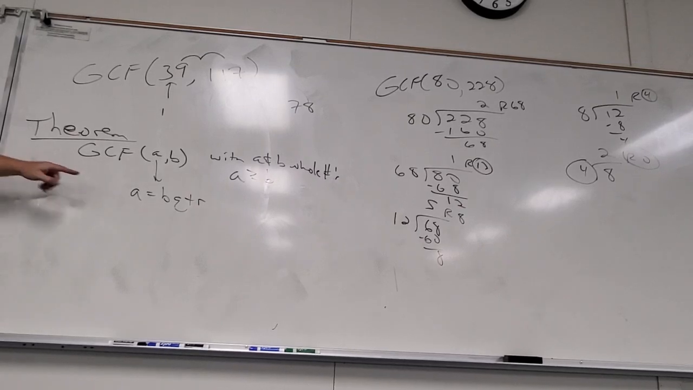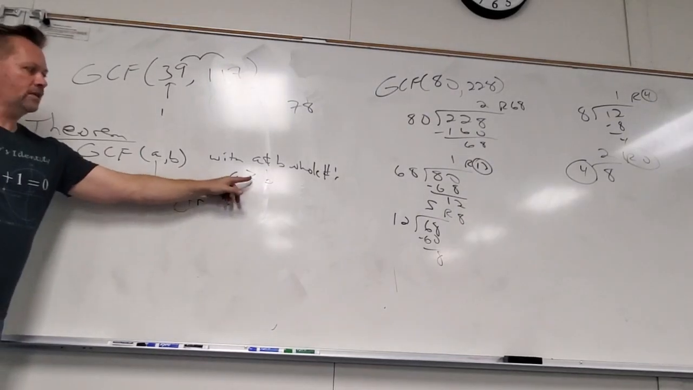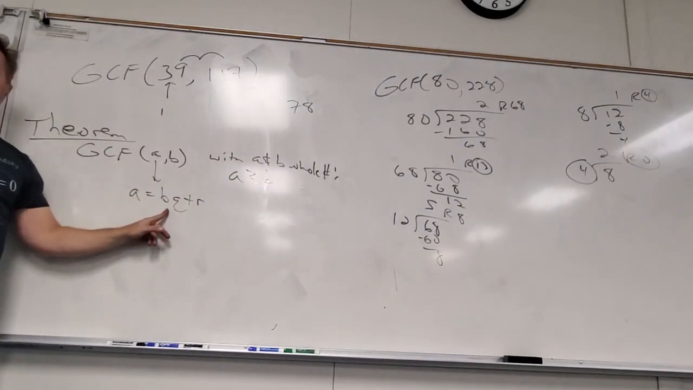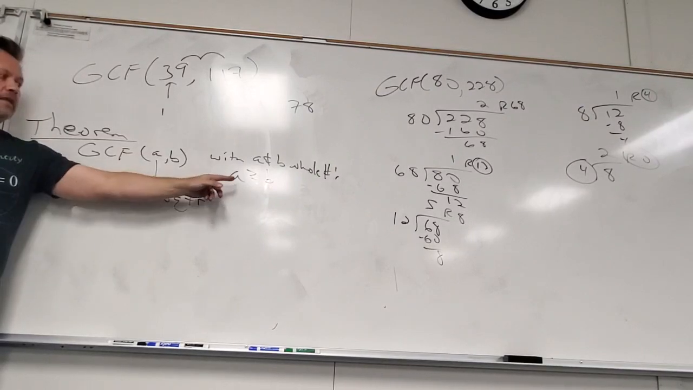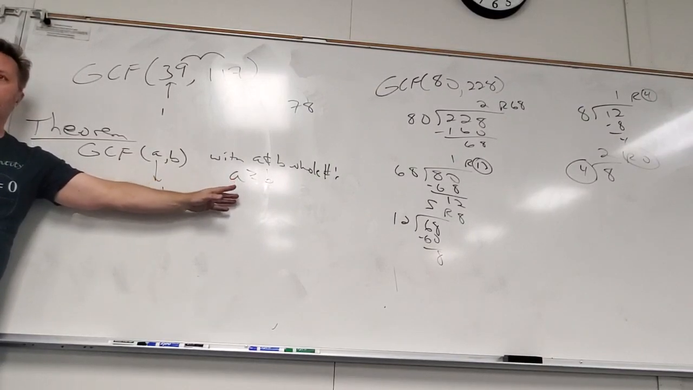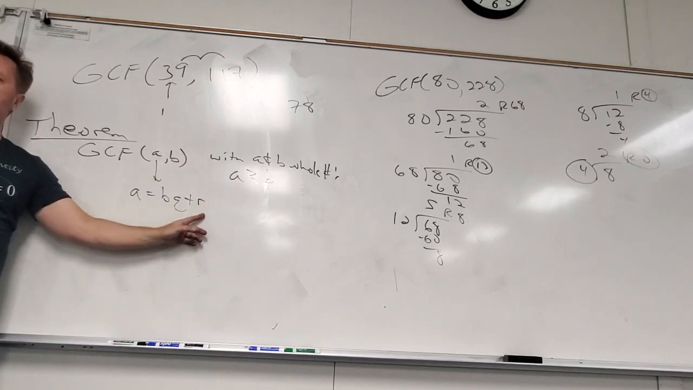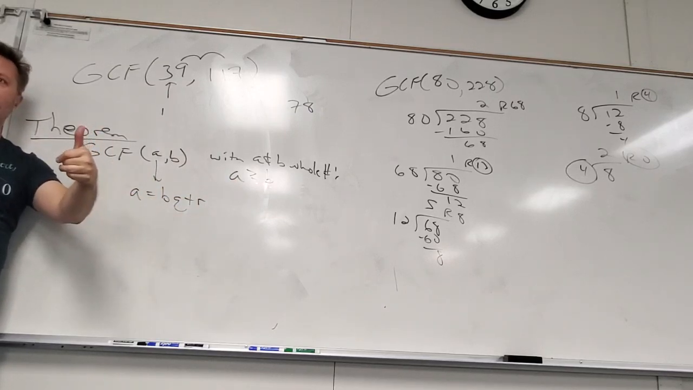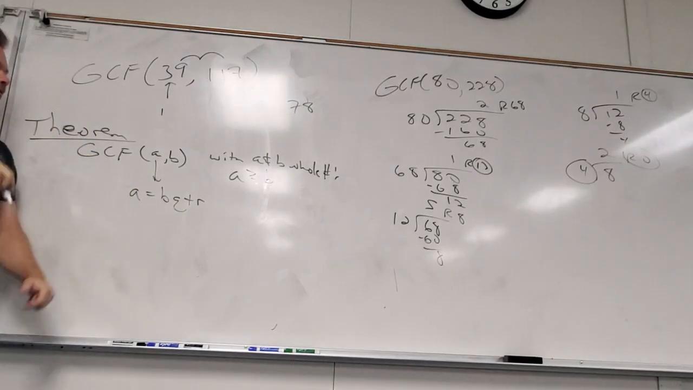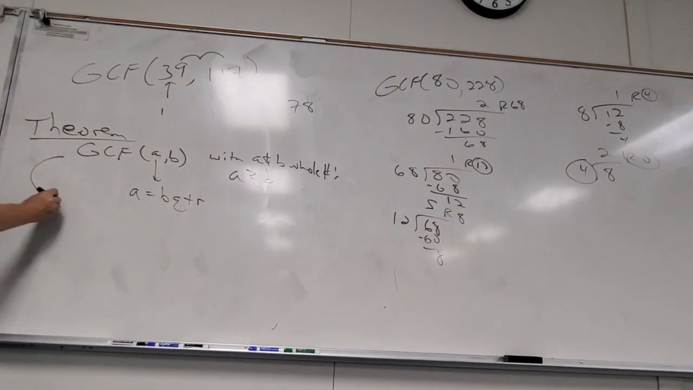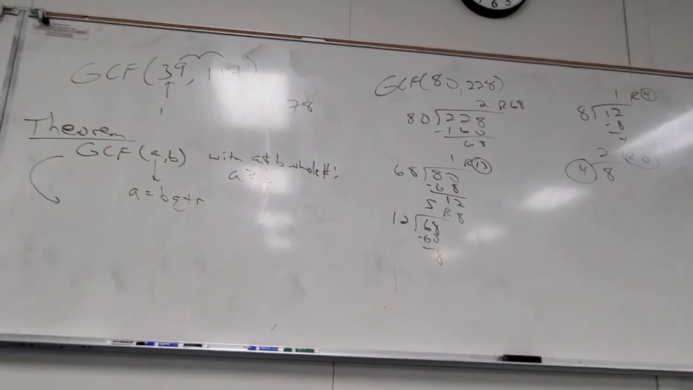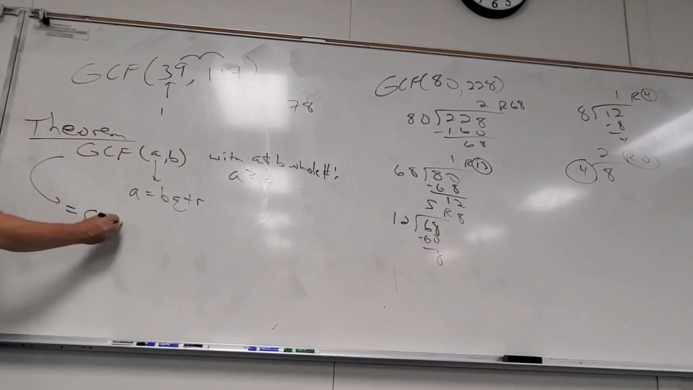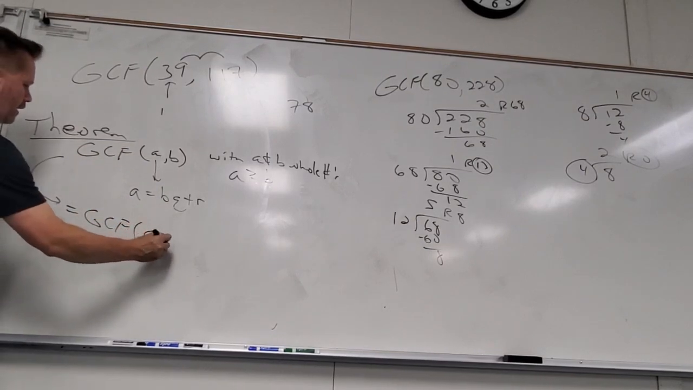So all this is saying, if A is bigger than or equal to B, I can always find this. If A equals B, Q is 1, R is 0. Still works. You guys see that? Okay. So therefore, if I have this situation where those things are true, this equals the GCF of A, R.